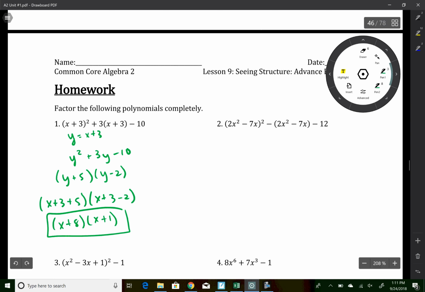I can do the same thing with number 2. So instead of this 2x squared minus 7x, I'm going to say, well, let's just make y that. So really what I'm doing is I'm factoring this expression, which is y minus 4. That should have been a 4. And y plus 3. But instead of y, I have this 2x squared minus 7x.